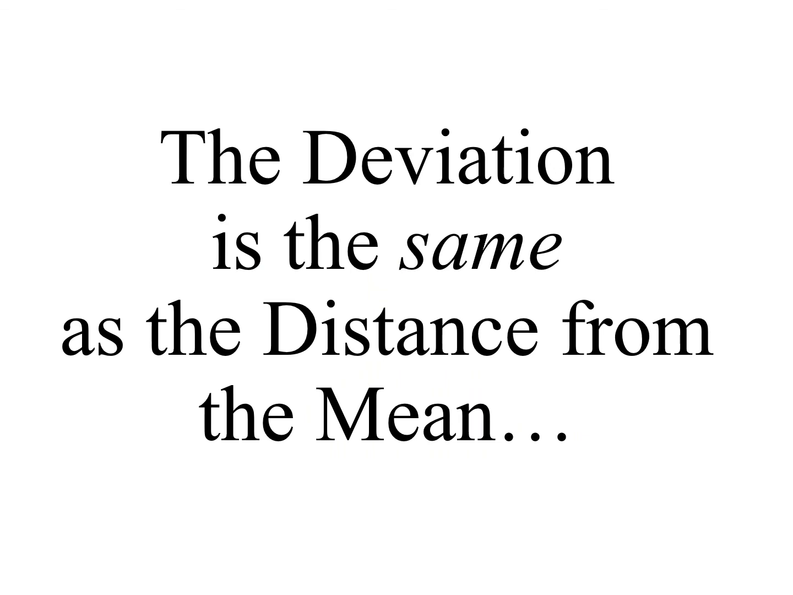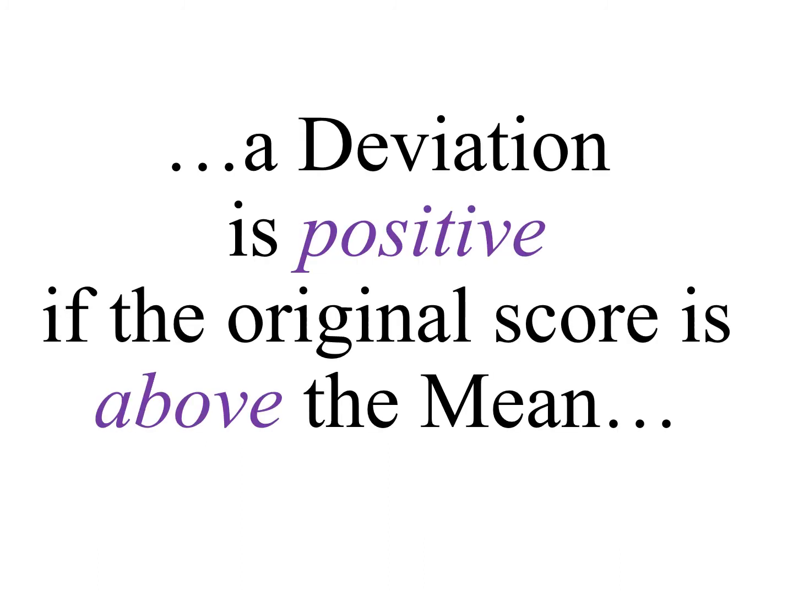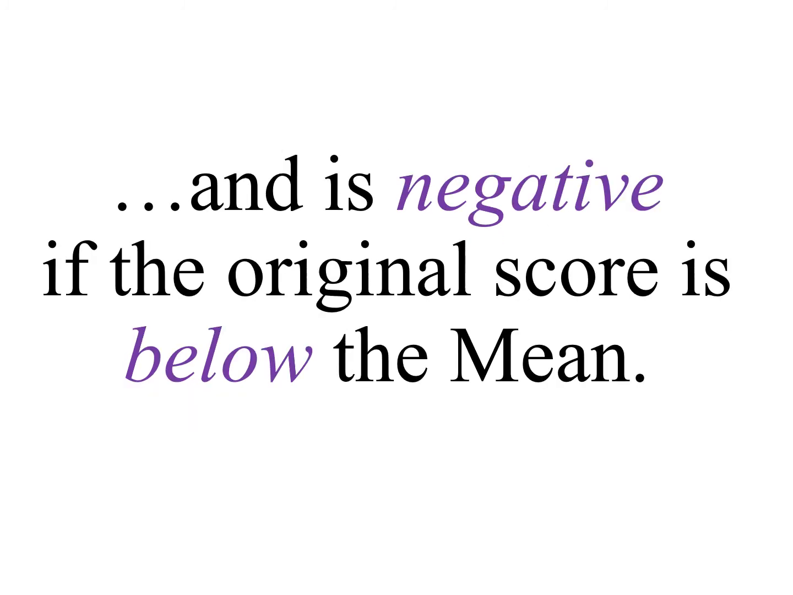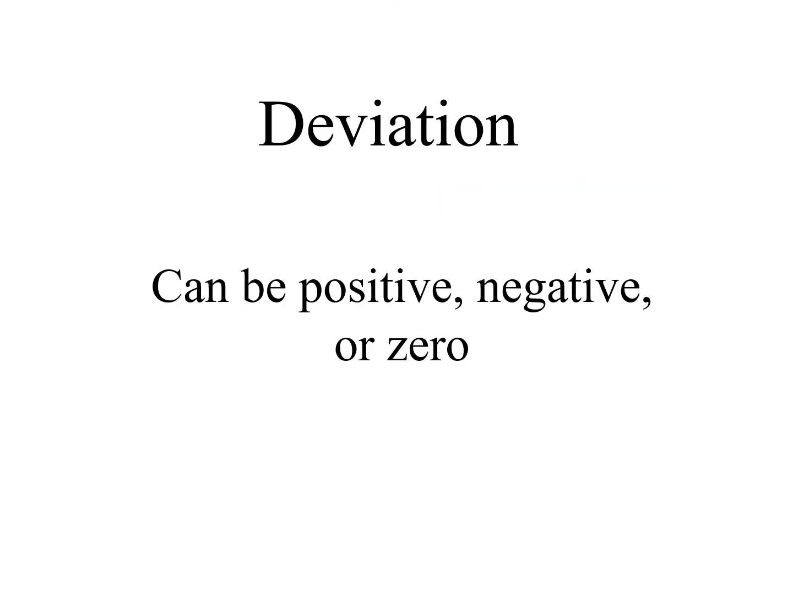So now we can understand how the deviation is the same as the distance from the mean, except a deviation is positive if the original score is above the mean, and negative if the original score is below the mean. So a deviation can be positive, negative, or 0. Specifically, if the original score is above the mean, the deviation is positive. If the original score is below the mean, the deviation is negative. And if the original score is equal to the mean, the deviation is 0.